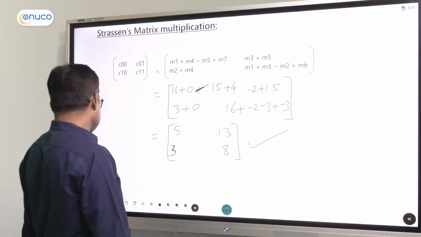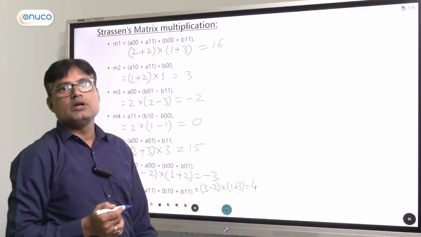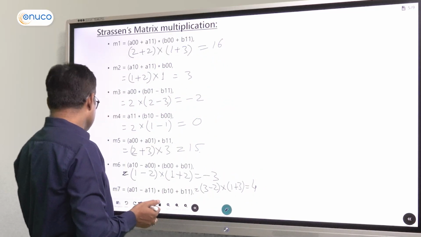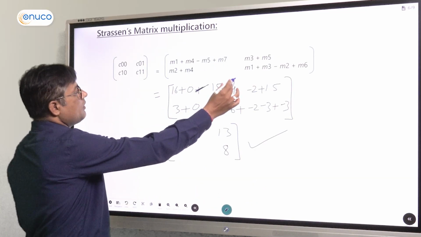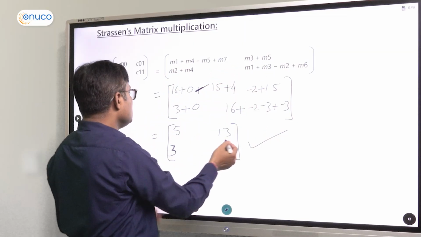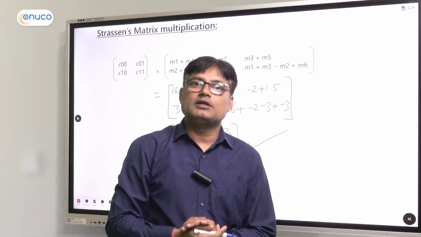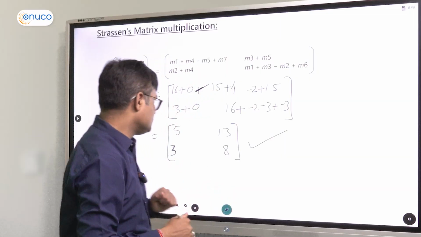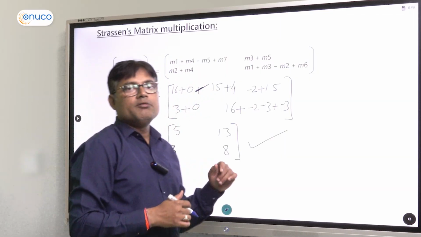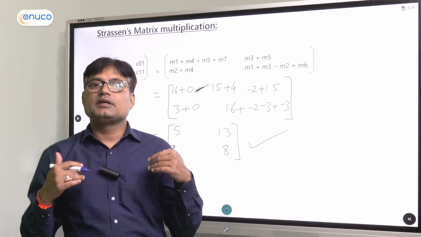So what is important is we have to remember this formula of M1, M2, M3, M4, M5, M6 and M7. Then we have to remember this matrix formula: how you are going to use all these 7 multiplications in such a way that we arrive at the same resultant matrix as we get from the regular matrix multiplication.